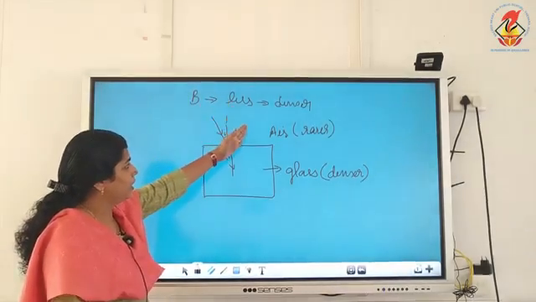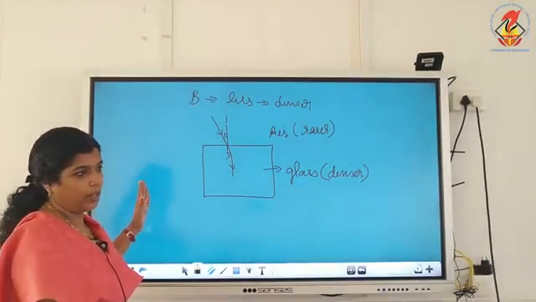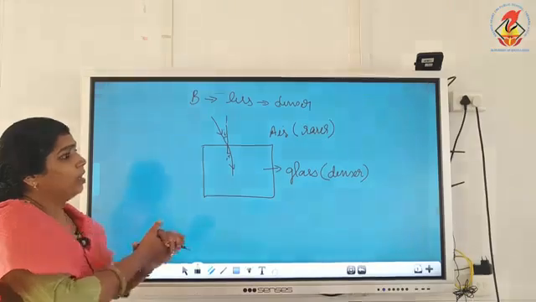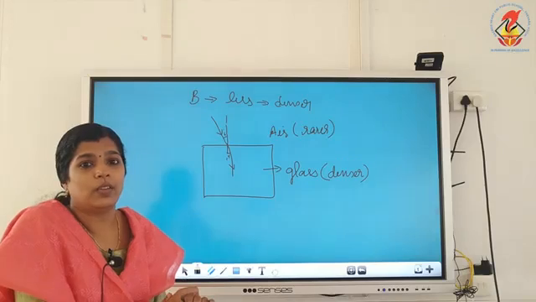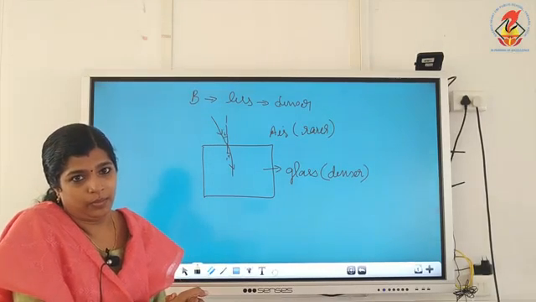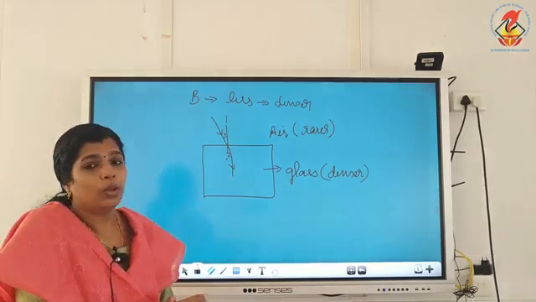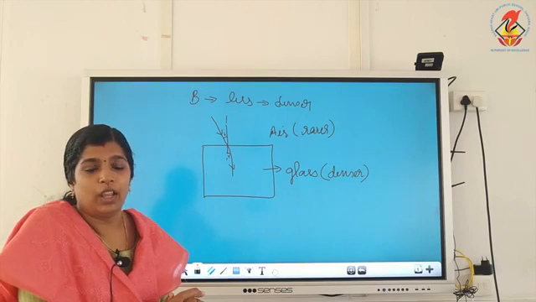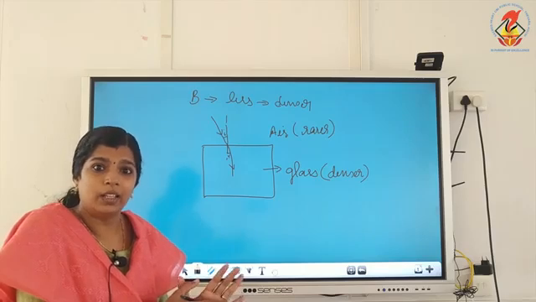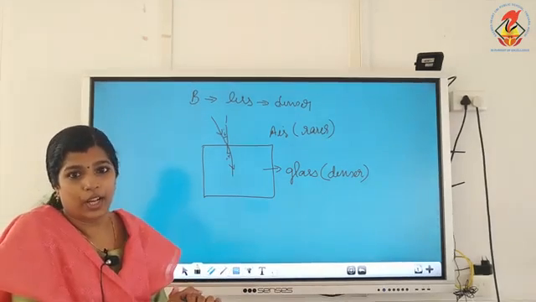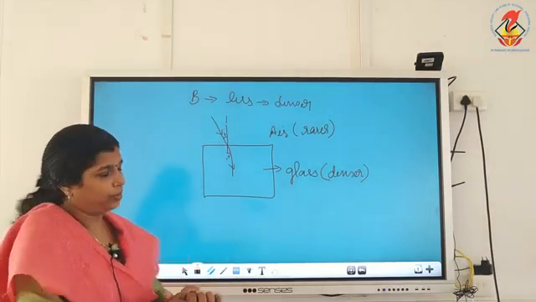Okay. So, when light enters from air to glass, the refracted ray bends towards the normal. The reason is that the speed of the light decreases when it travels from air to glass. So, the refracted ray bends towards the normal. Angle of incidence will be greater than angle of refraction.